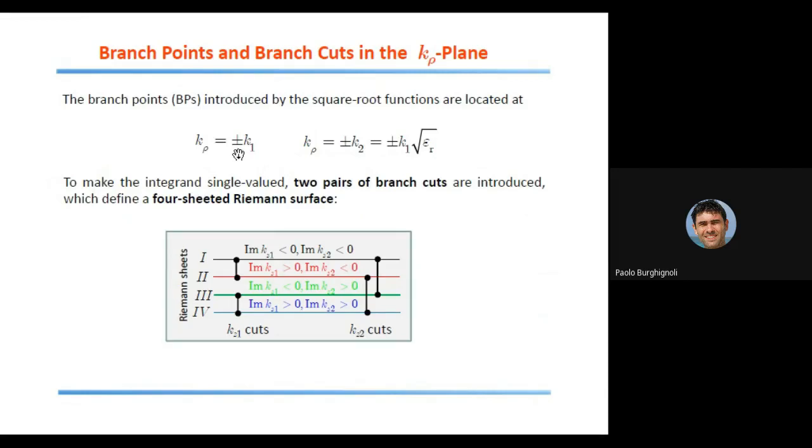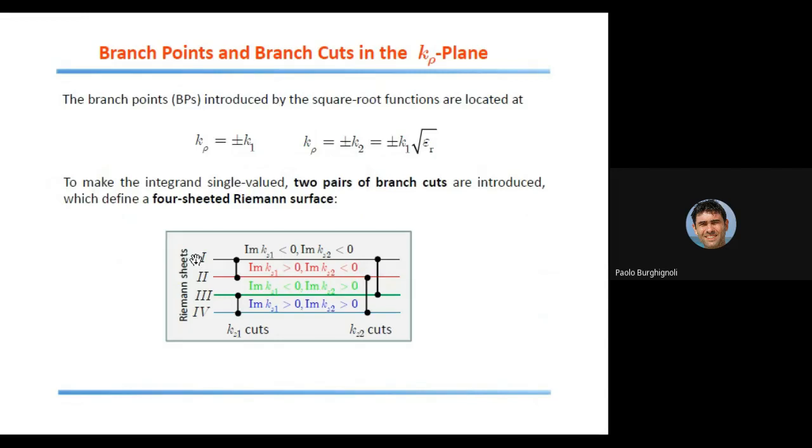So we need to have 4 cuts in our complex plane, and since we have two determinations for two different square root functions, we have in general 4 possible values of our integrand. So in general, our integrand has an associated Riemann surface, which is constituted by 4 sheets. And those 4 sheets are schematically represented in this box. They are indicated with the Roman numbers 1, 2, 3, and 4.